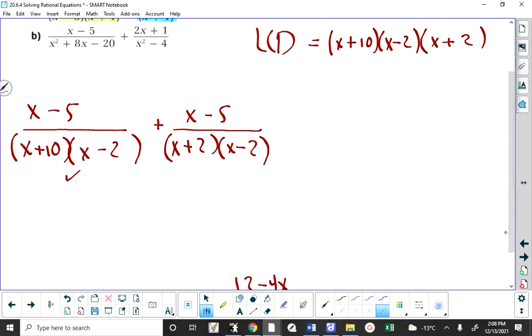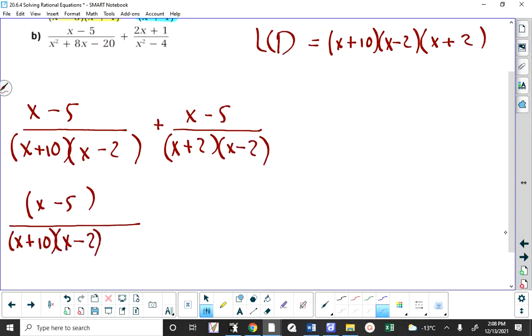Which would mean, might as well not do this just part way. I want, on a Monday, to make sure that you understand what's going on. It's been a while. That means that we are going to have to take this x minus 5 over x plus 10, x minus 2, and multiply the top and the bottom by x plus 2, because we have to get all three in the denominator.